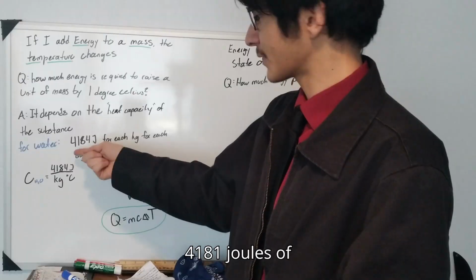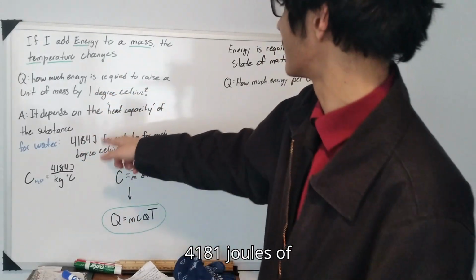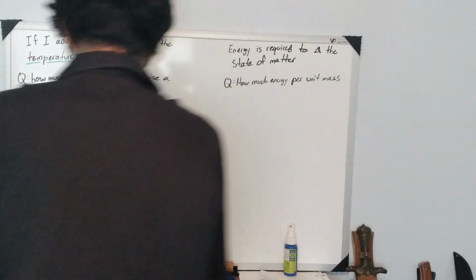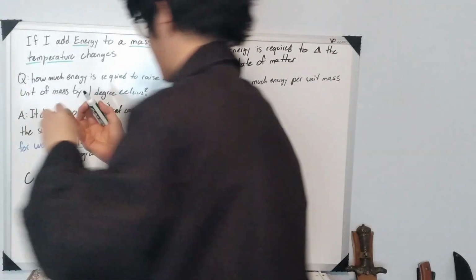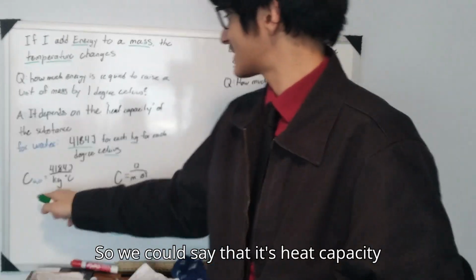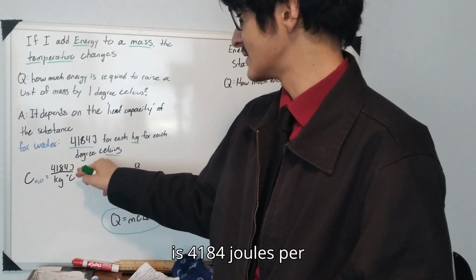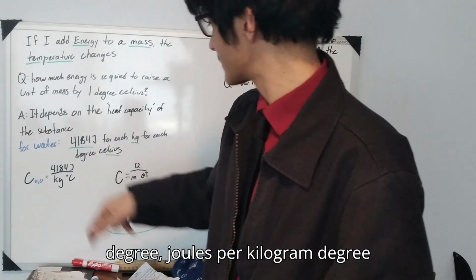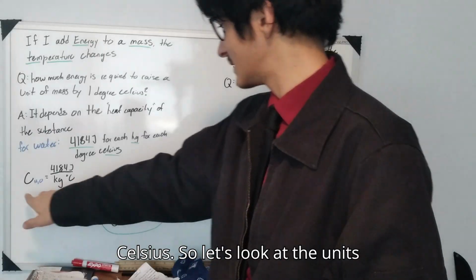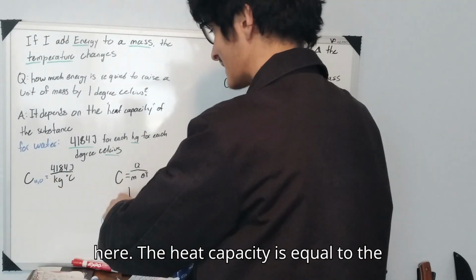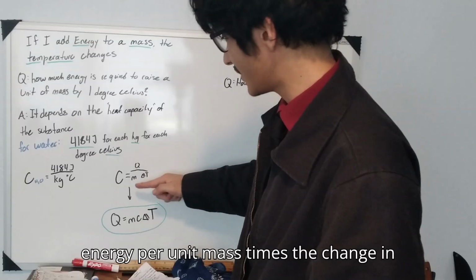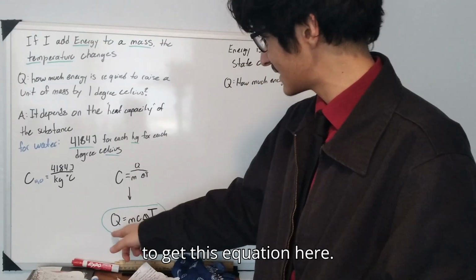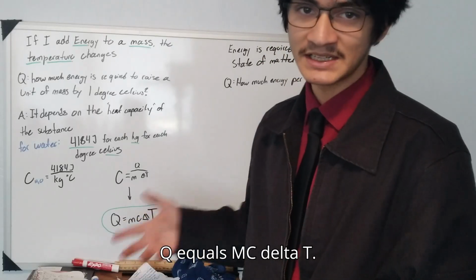For water, it requires 4,181 joules of energy to raise 1 kilogram 1 degree Celsius. So we could say that its heat capacity is 4,184 joules per kilogram degree Celsius. So let's look at the units here. The heat capacity is equal to the energy per unit mass times the change in temperature, which we can rearrange to get this equation here. Q equals mc delta T.